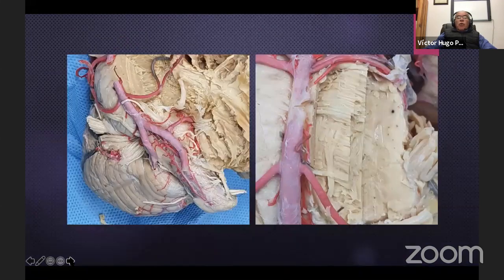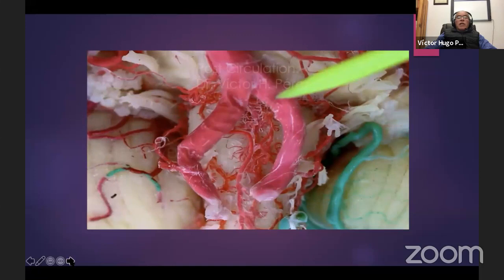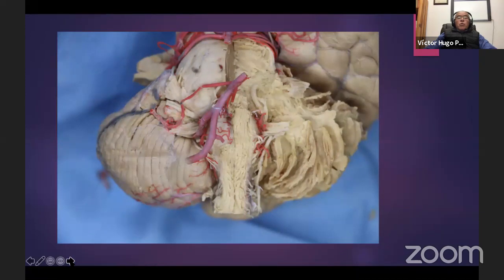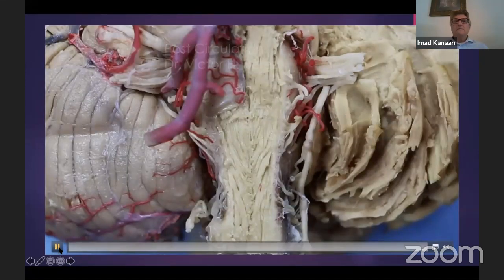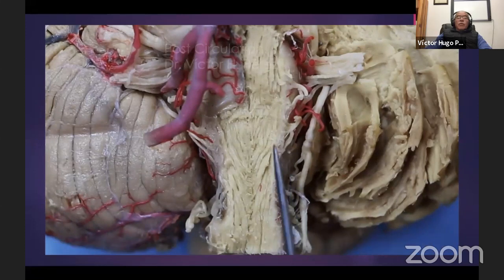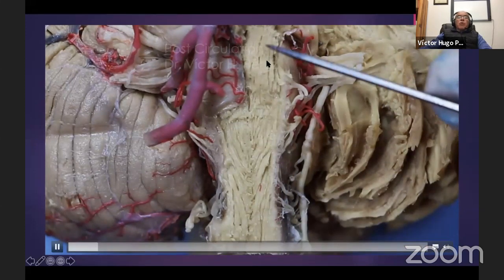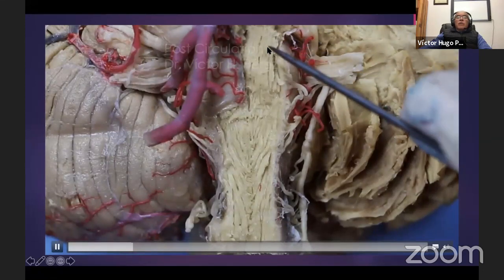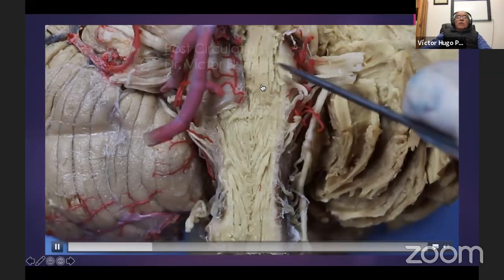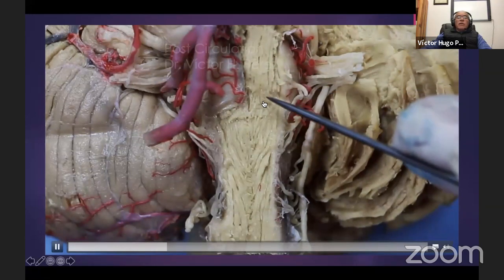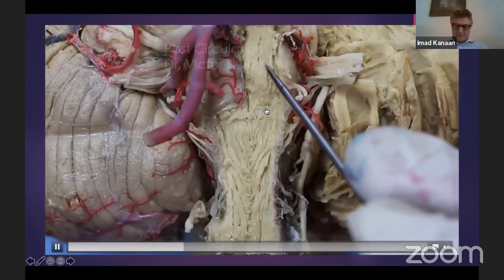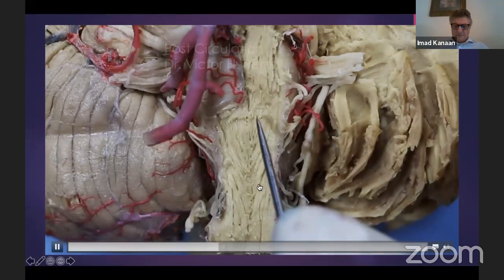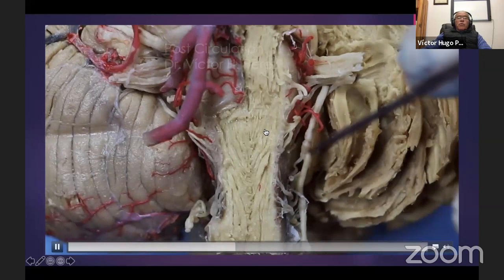And these are some dissections of these interesting arteries. I want to show you this beautiful view in which we can see the corticospinal tract. Look, the pyramid is located in here, and this is the decussation.